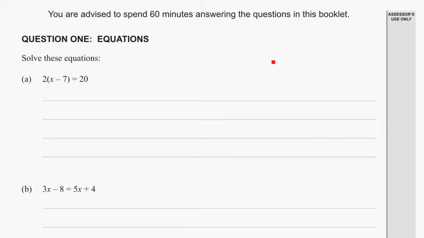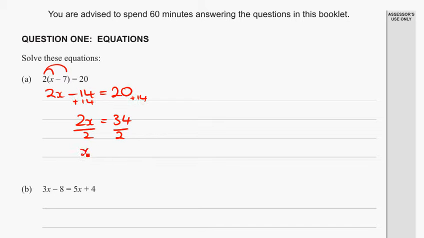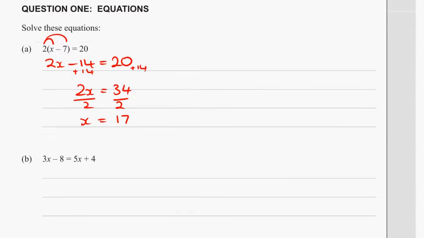2011 External, Day 1, Question 1, Solving Equations. You could divide by 2 as well, but let's do what most people would do, which is to expand first. Adding 14, dividing by 2, 2 17s are 34.